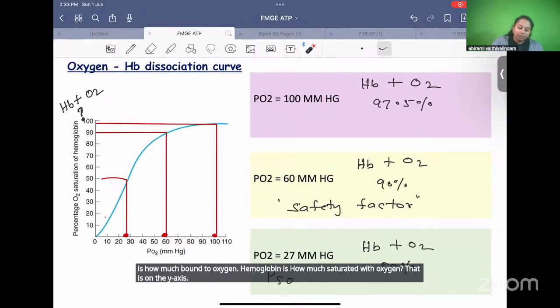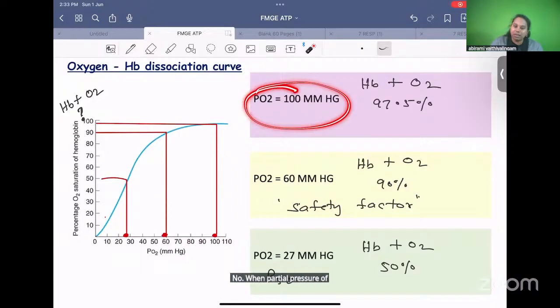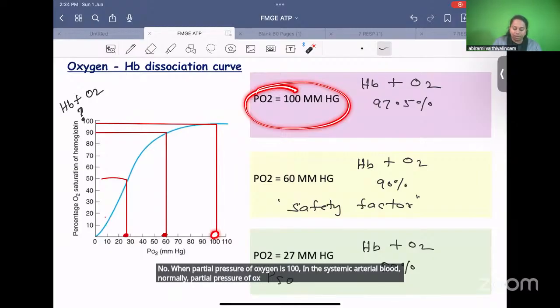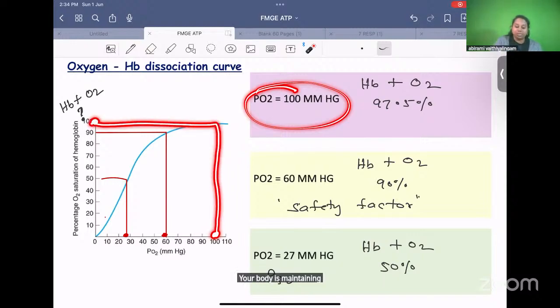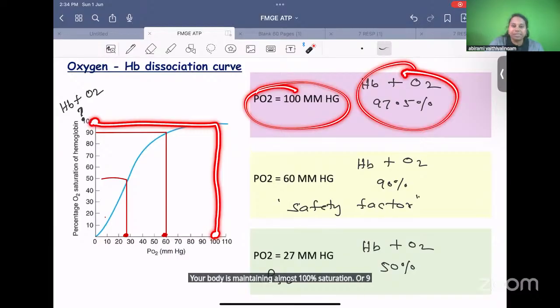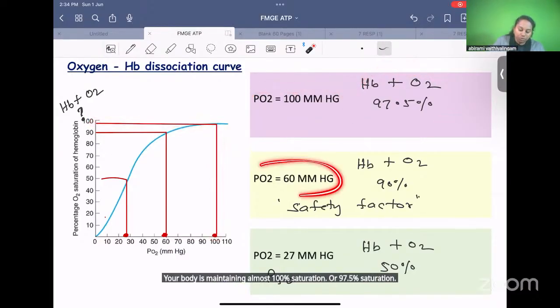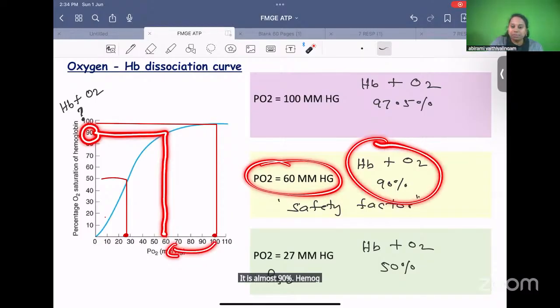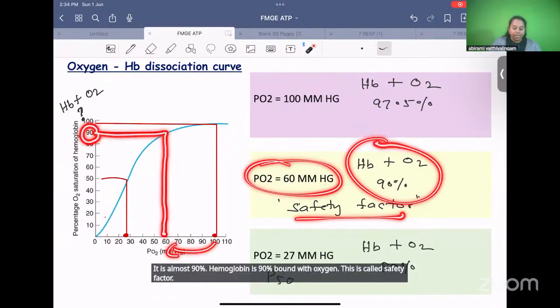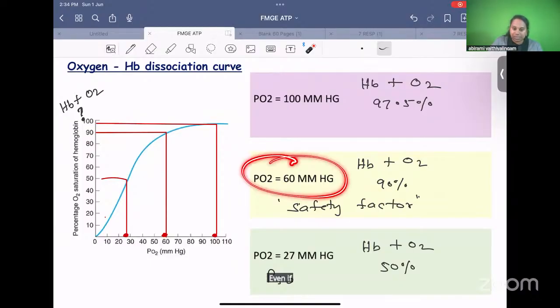Now, when partial pressure of oxygen is 100 in the systemic arterial blood, normally PO2 is 100. So at PO2 100, you look at the saturation, your body is maintaining almost 100% saturation, or 97.5% saturation. When PO2 falls to 60, see the saturation, it is almost 90%. Hemoglobin is 90% bound with oxygen. This is called safety factor. Even if your PO2 falls to 60, your body is still able to maintain 90% saturation.